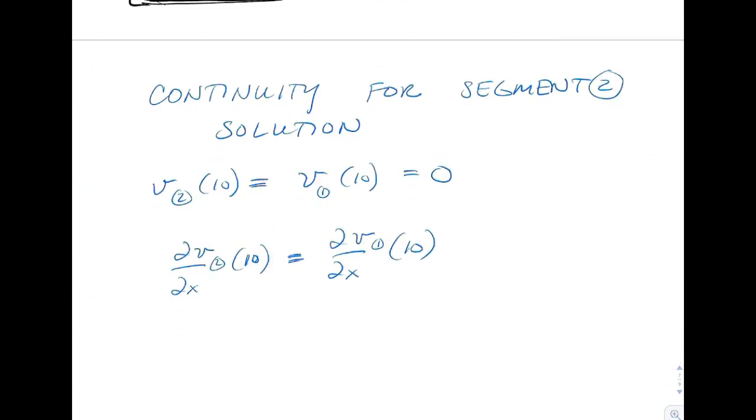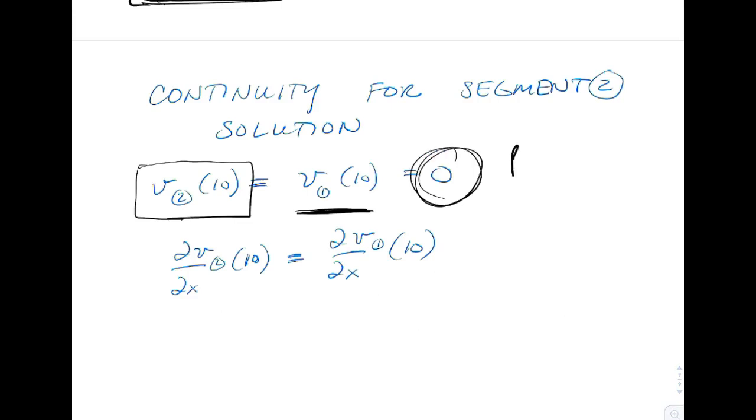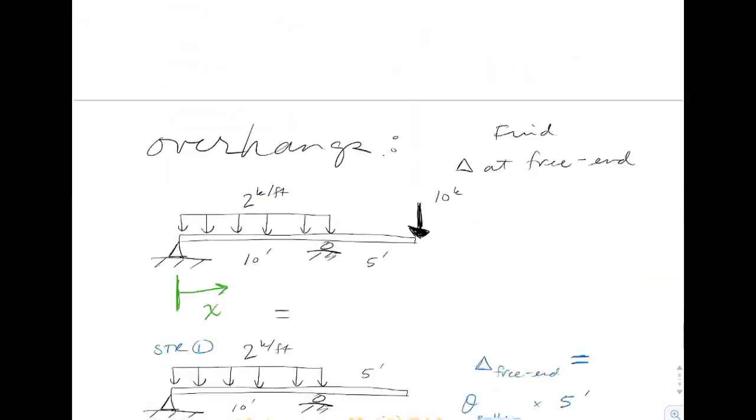We would then use continuity to get out to segment 2. The fact that the answer in segment 1 would have to equal the displacement in segment 2. We happen to know it's 0 because that's at the roller. We don't know the slope in segment 2 at 10 feet, but we can calculate it by using the answer for segment 1 at 10 feet. So there would be our continuity, and we would just have to perform 2 beam equation calculations.